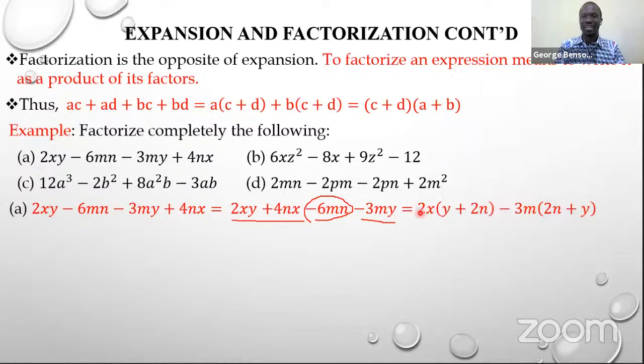So what do I do? Now I can see that y plus 2n is here. y plus 2n and 2n plus y, are they the same? Please, are they the same? y plus 2n and 2n plus y, are they the same? No. Yes, they are the same. Why are they the same? We have what we call commutative. Is it okay?